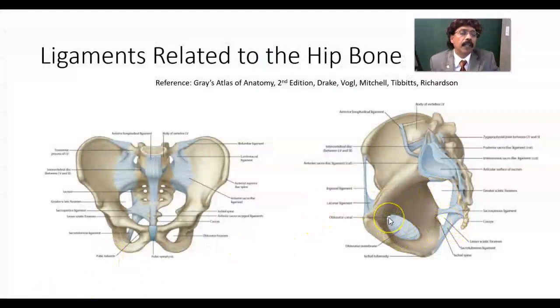This is the obturator canal. What are the contents of the obturator canal? Obturator vessels and obturator nerve. The obturator nerve is coming from which plexus? The lumbar plexus. What is the root value of the obturator nerve? Lumbar 2, 3, 4. The obturator artery is a branch of what? The internal iliac artery.